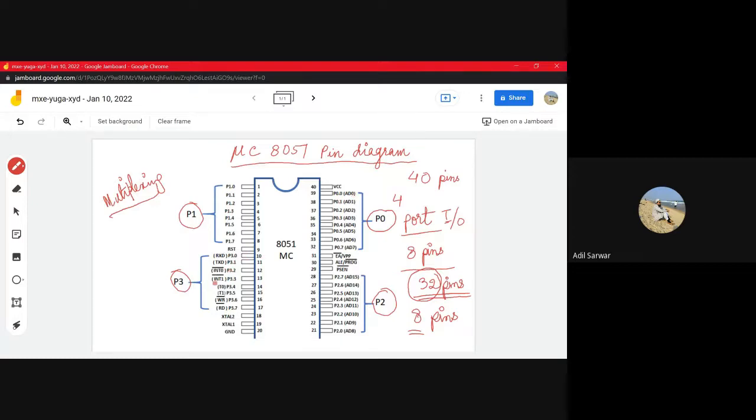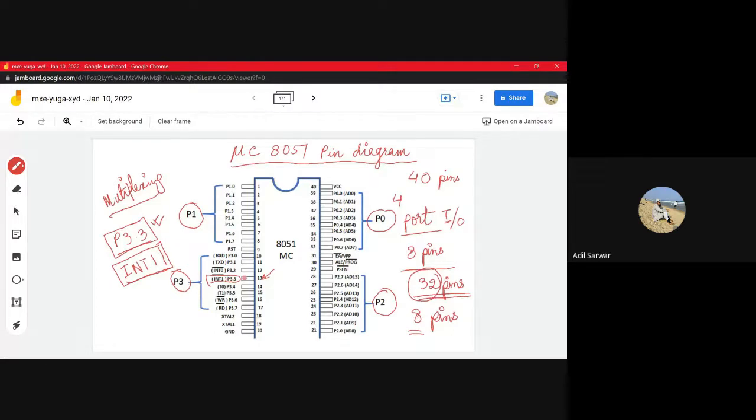Let me take this example of pin number 13, also referred to as port 3.3, the third pin of port 3. And if I go by number, it is the 13th pin. And you could see that INT1 is written along with P3.3. So P3.3 is an IO port, also a pin of an IO port. Okay, so that is one function of it. The second function is that this pin can be used for external hardware interrupt also.